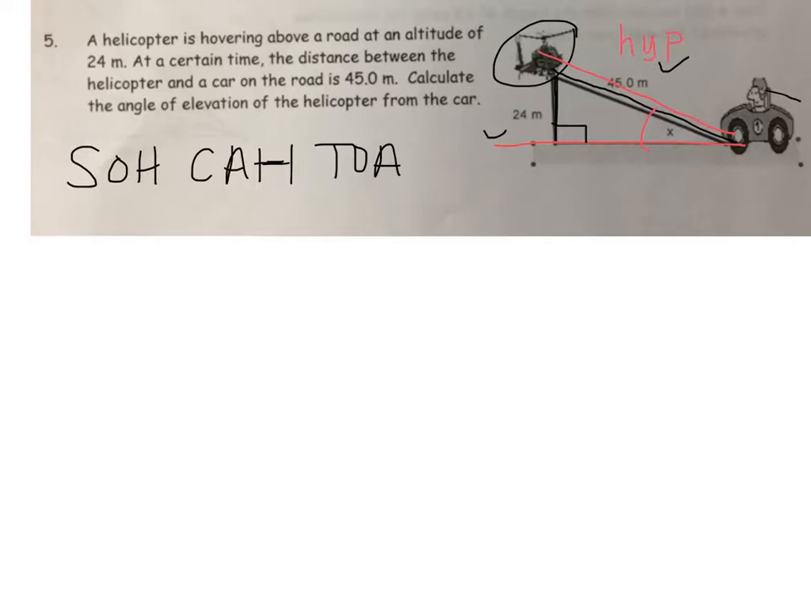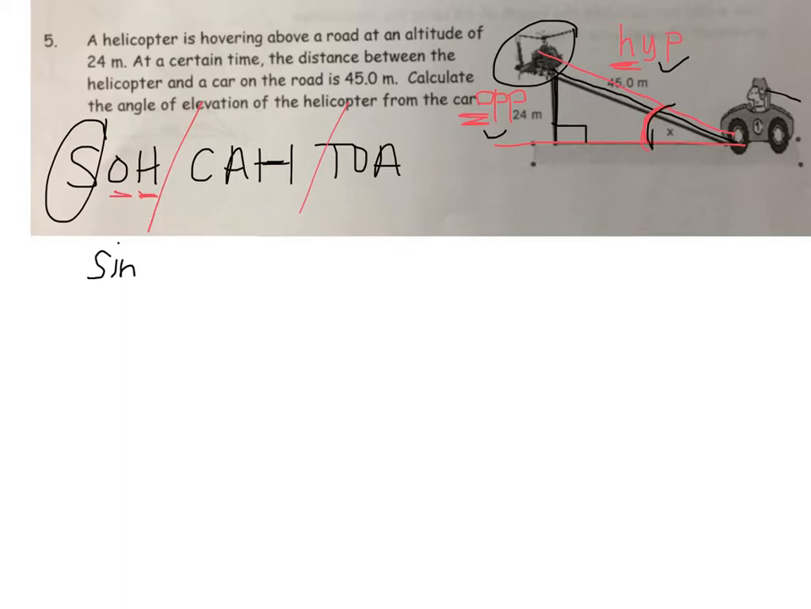Where is 24 meters located in relation to this angle? Good. So we're working with O and H, opposite and hypotenuse. Which ratio, I'll break it down for you, uses O and H? So which ratio is that? Sine. So sine what?